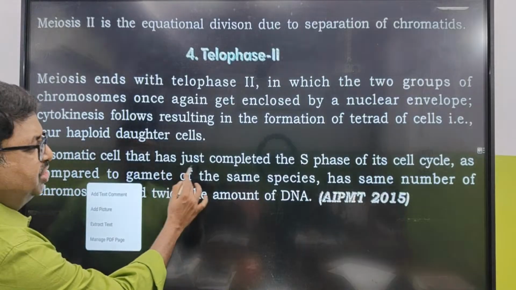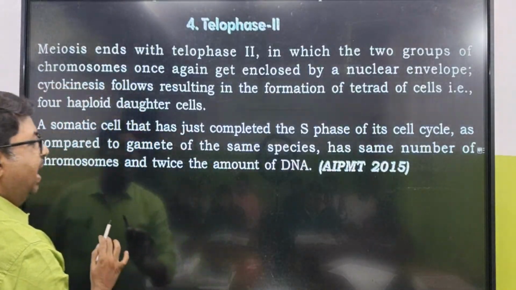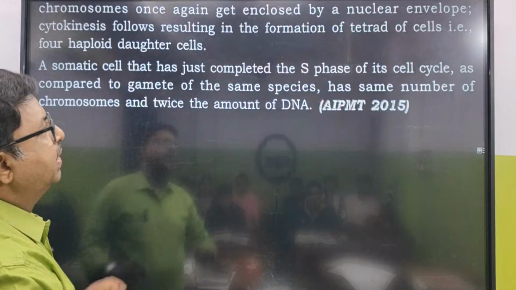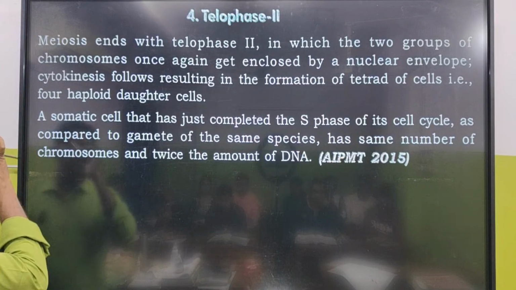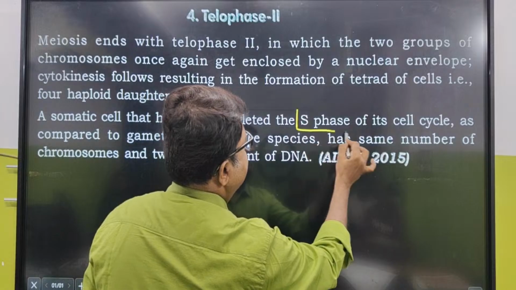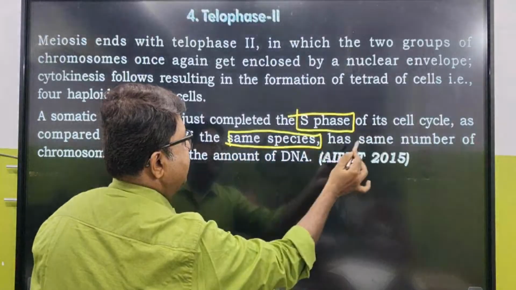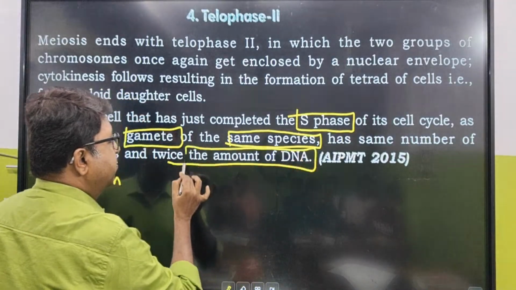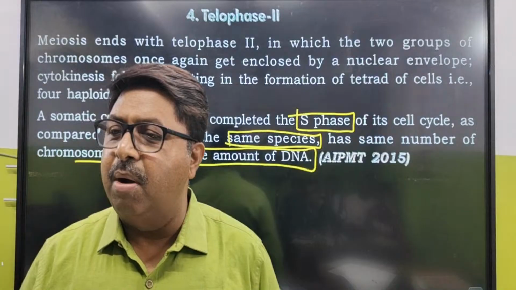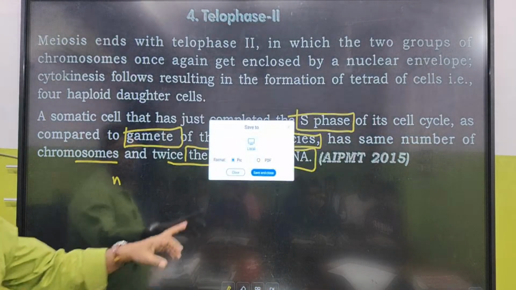A somatic cell that has just completed the S phase of its cell cycle, as compared to the gamete of the same species, has the same number of chromosomes and twice the amount of DNA. Very, very important. Look here, what is important? How many chromosomes will remain? N. But twice the amount of DNA. The amount of DNA is not going to come down. Twice the amount of DNA, that is 2N, 2C. Okay? So the chromosome number is going to become half, but the amount of DNA will remain the same.